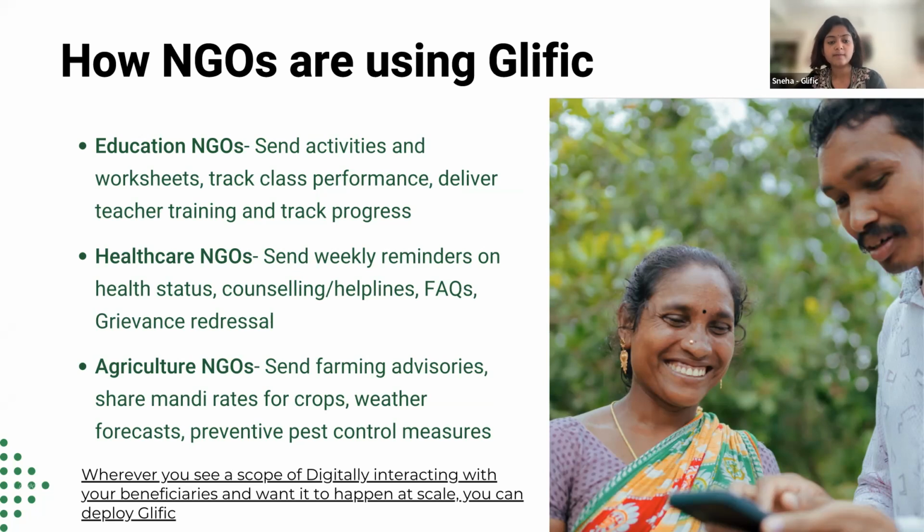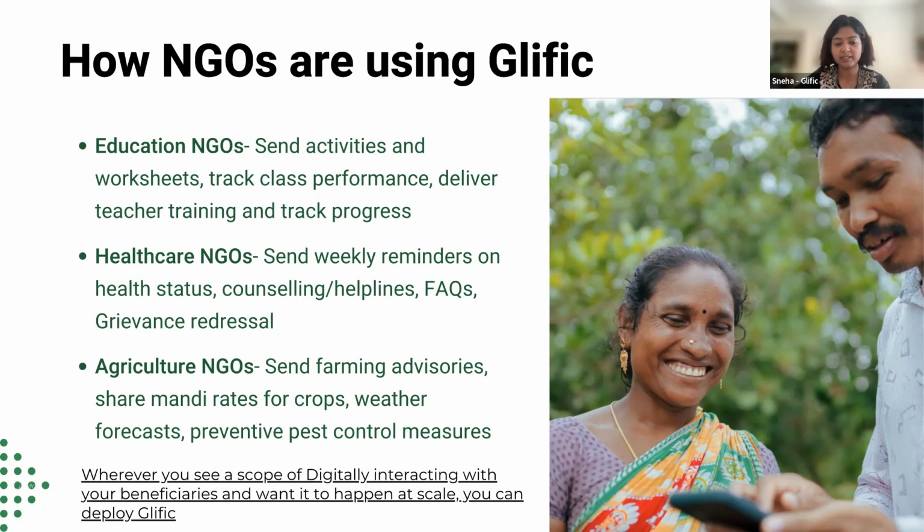You can also set up counseling and helplines, even a help desk, and also set up some FAQs. Let's suppose for a particular disease or use case you want to automate the FAQs because people are asking a lot of questions to one person, and that one person is answering all of them, and you want to scale that program. That's possible, and this can be used across all sectors. You can also set up your grievance redressal system on the bot itself.